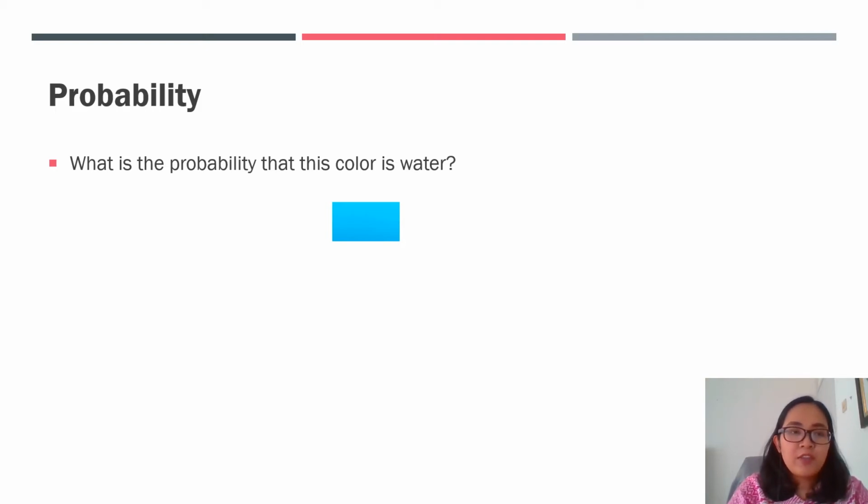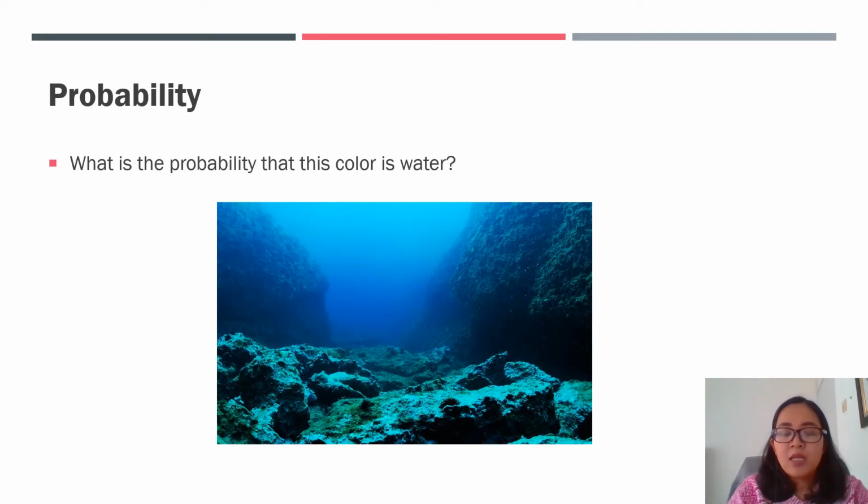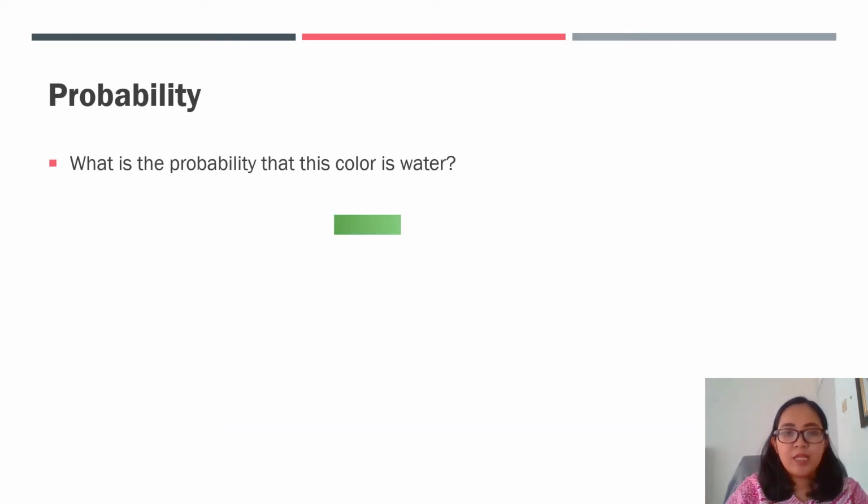After you've paused the video, what do you think? Is it a high probability that it is water, or is it a low probability? Let's confirm it. That actually was a block of water. How did you know? Next, let's take a look at this block of color. What do you think is the probability that this block of color is also depicting water in this image? Take the time to pause your video again now and think about your answer.